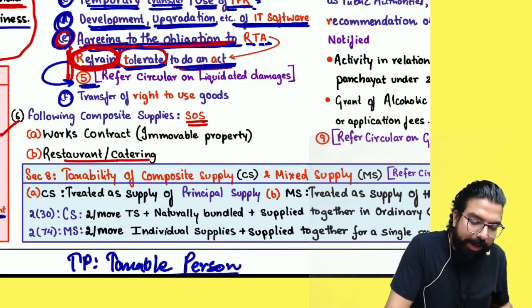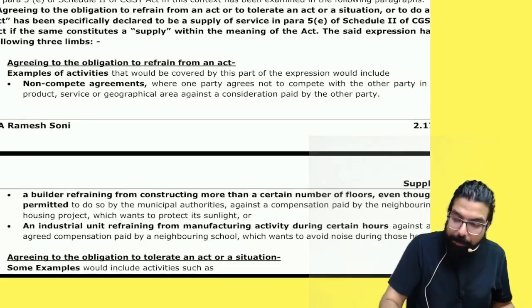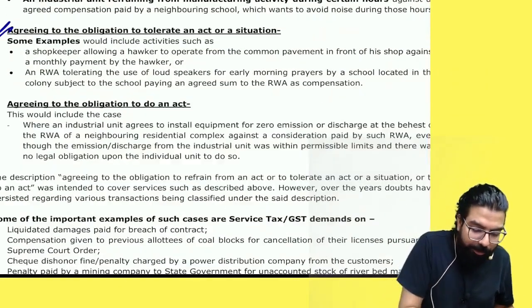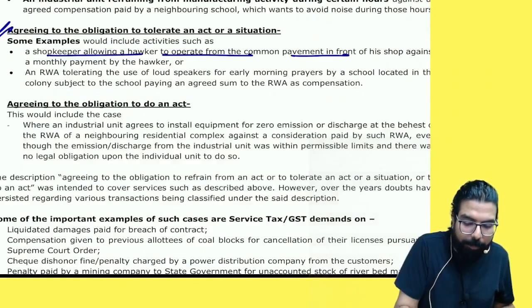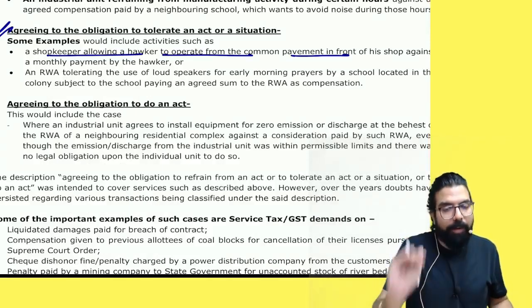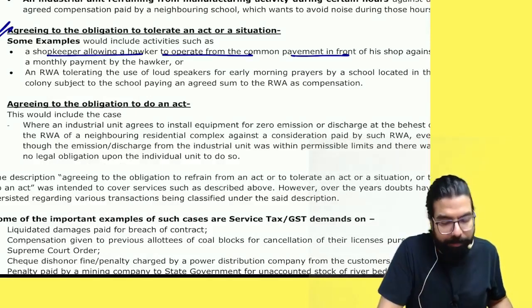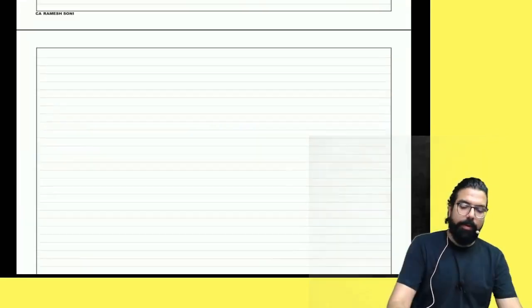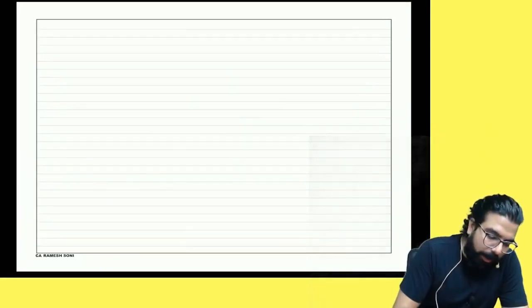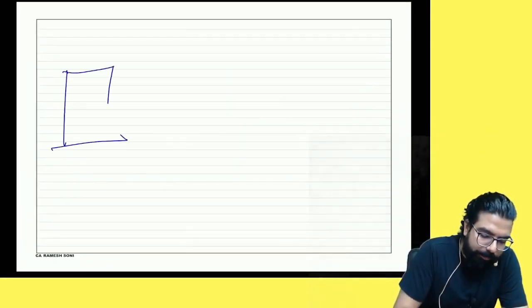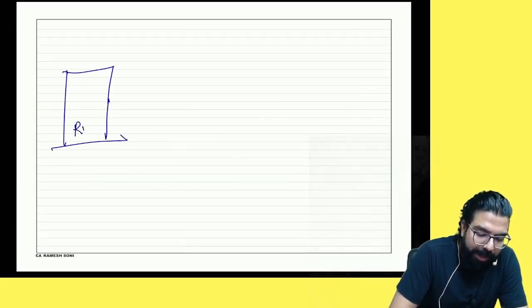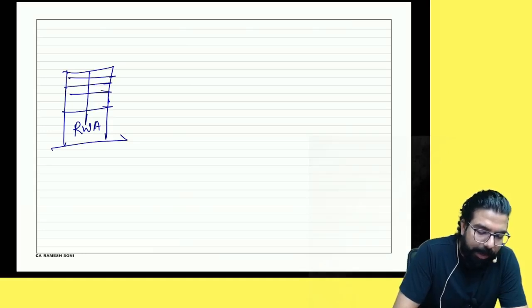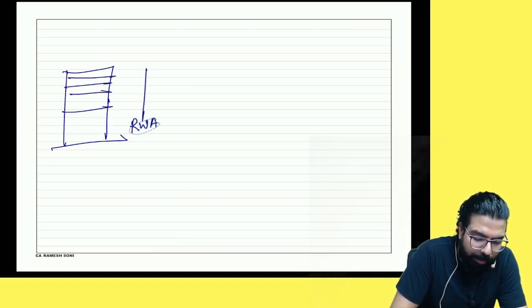Agreeing to do an act. I'll give you one. Whatever example I'm telling you, all these examples, shopkeeper, hawker, common food pot, all these things which I'm telling are written over here. Okay, everyone? Next. One resident welfare association is there who takes care of the apartment.